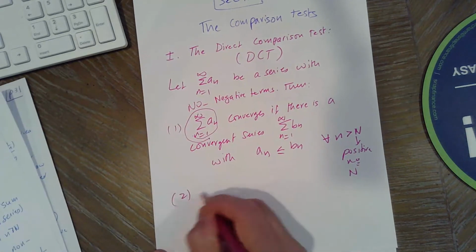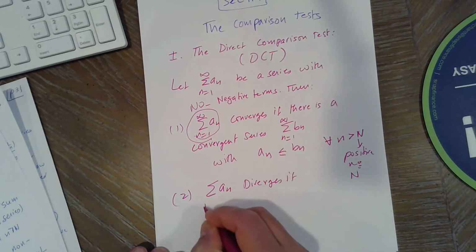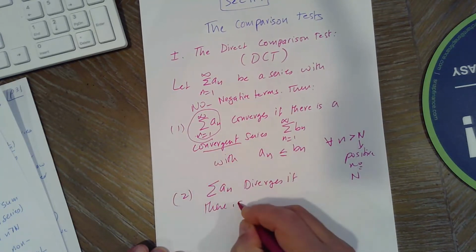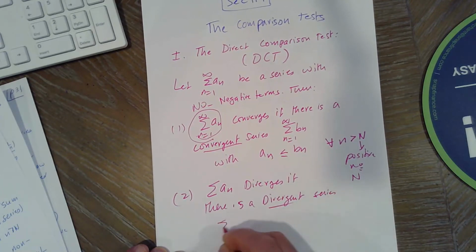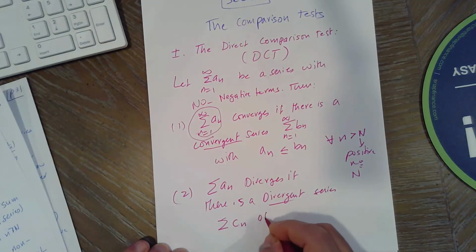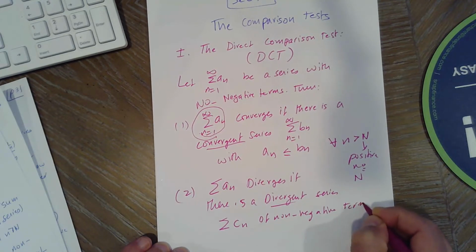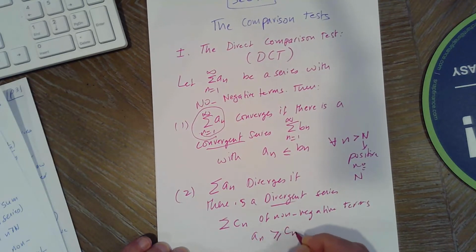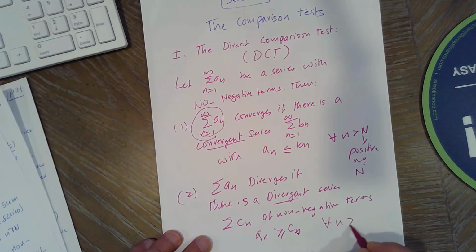Also, we can talk about divergence. Sum of an diverges if there is a divergent series sigma cn of, again, non-negative terms, just like bn, like an, where an is greater or equal to cn, for all, again, n greater than N. And the proof, I put it in the notes if you're interested, so I'll let you go over the proof. But let's look at applications for that.